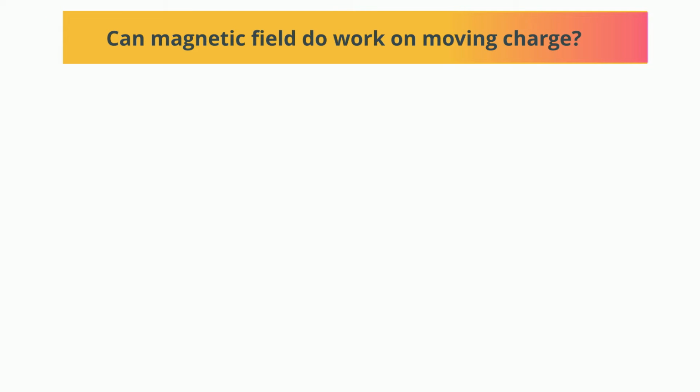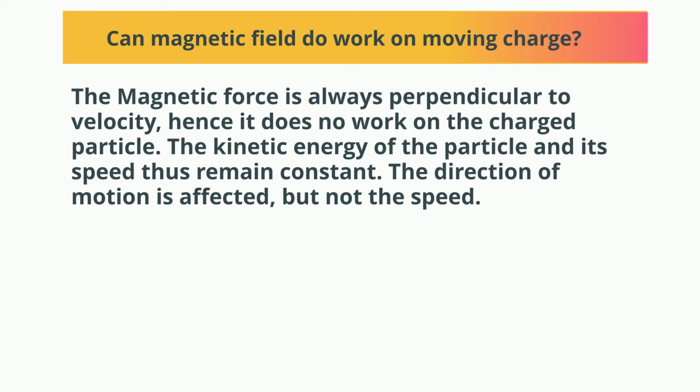Can magnetic field do work on moving charge? The magnetic force is always perpendicular to velocity, hence it does no work on the charged particle. The kinetic energy of the particle and its speed thus remain constant. The direction of motion is affected, but not the speed.